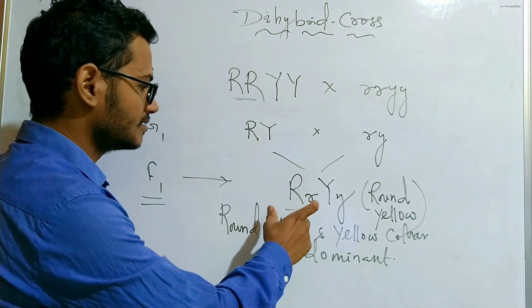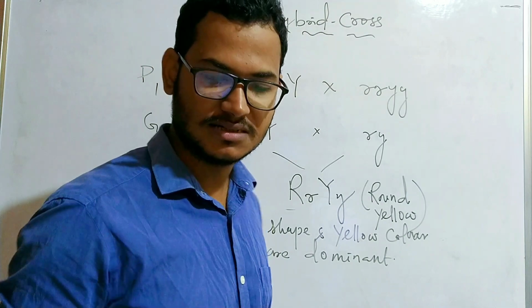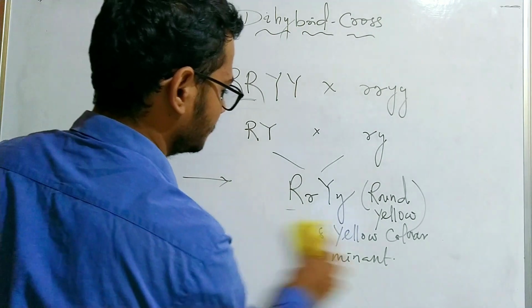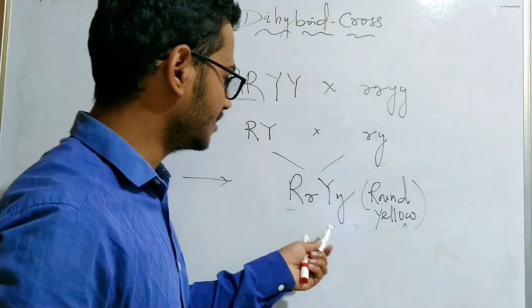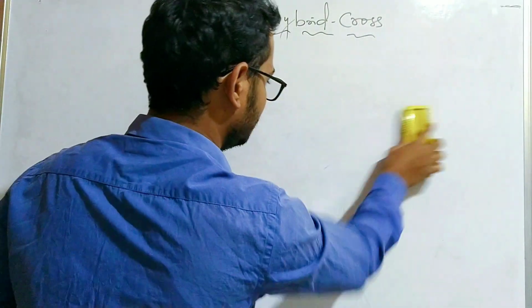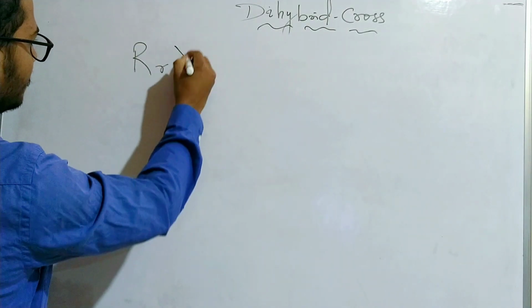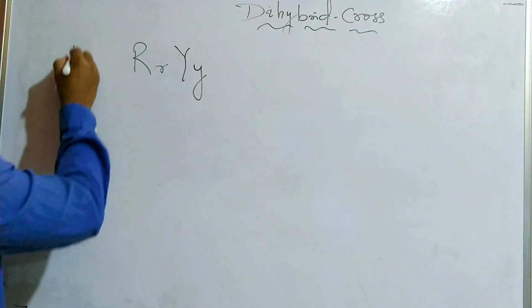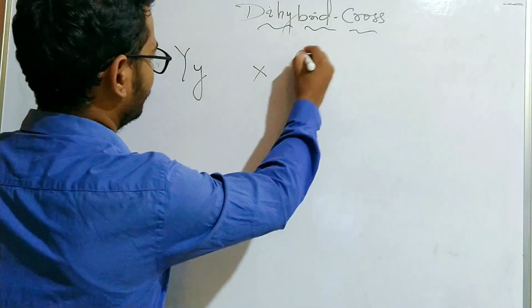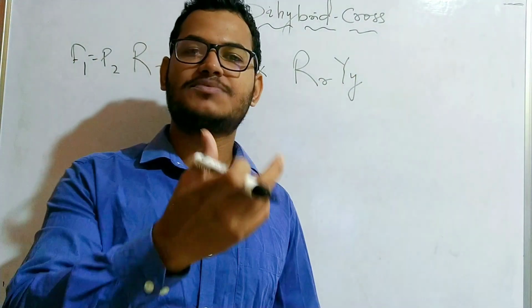Now he self-fertilized these plants and found different types of plants with different characters. Let's see what was the result of self-pollination of the hybrid round yellow plants. Now the F1 becomes P2, and we will consider it as the parent. Here we have capital R small r, capital Y small y. The F1, now P2, is self-fertilized or self-pollinated with the same type of plant, and different types of gametes can be obtained.